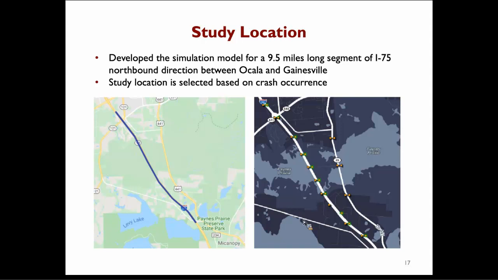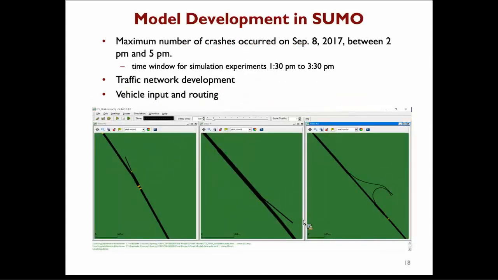And the study location is basically selected based on the previous crash occurrence. For example, the maximum number of crashes occurred on September 8 during this evacuation period between 2 p.m. and 5 p.m. So we selected the simulation experiment from 1:30 p.m. to 3:30 p.m. and we developed the traffic network. We gave all the vehicle inputs and we gave all the routing inputs as well.